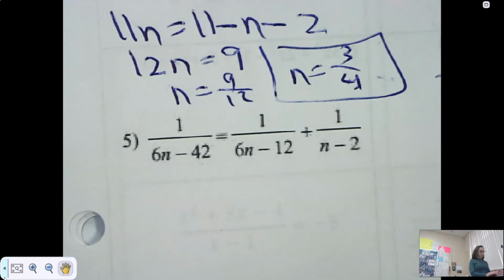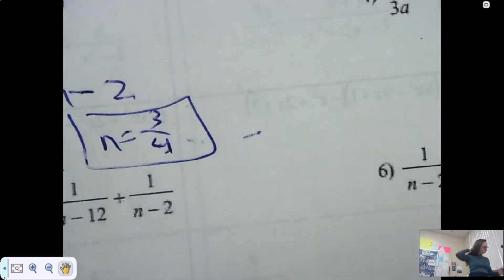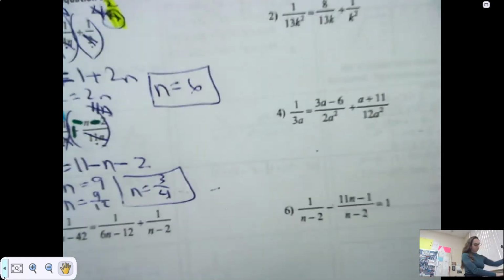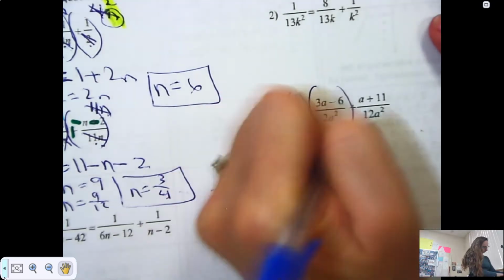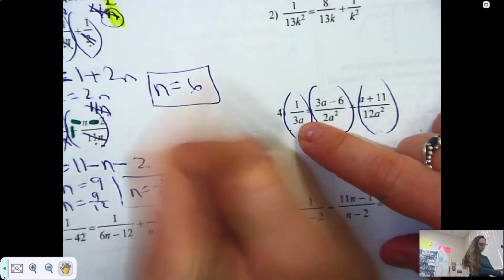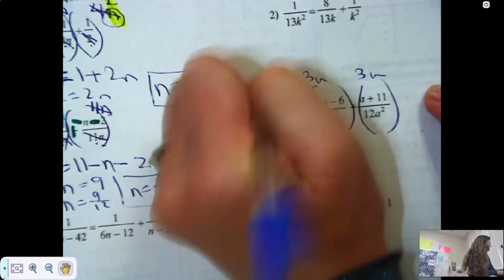All right, let's try the next one. Okay, actually, I think I want to try number 4. So we're going to just kind of jump around. All right, multiply to everything. What's the first thing on the bottom? 3a. So 3a, 3a, 3a. Now that's gone.